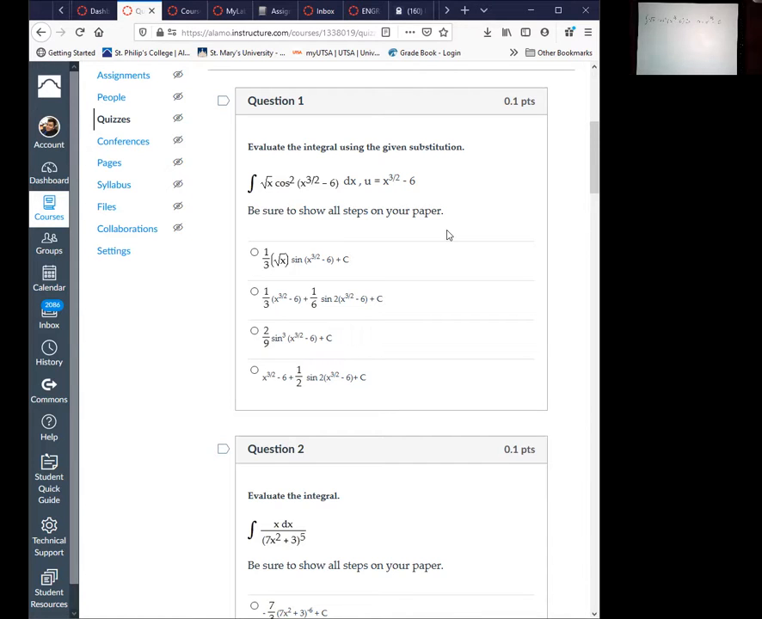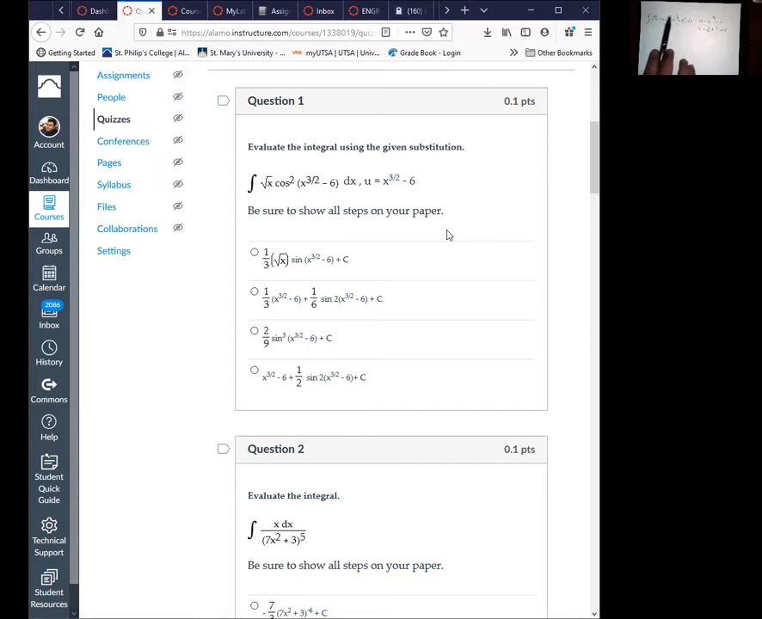So if they told us what u is, we do the du by taking the derivative. That will be 3/2 x minus 1, that'll be a half power, right? dx. We do not have one in the problem, but we do have the x to the 1/2, right?